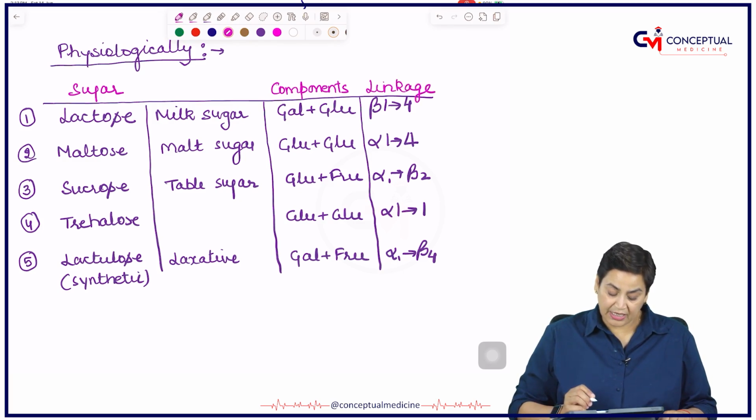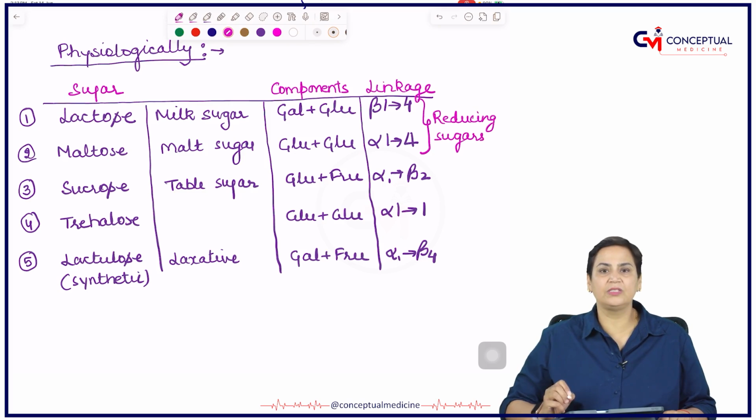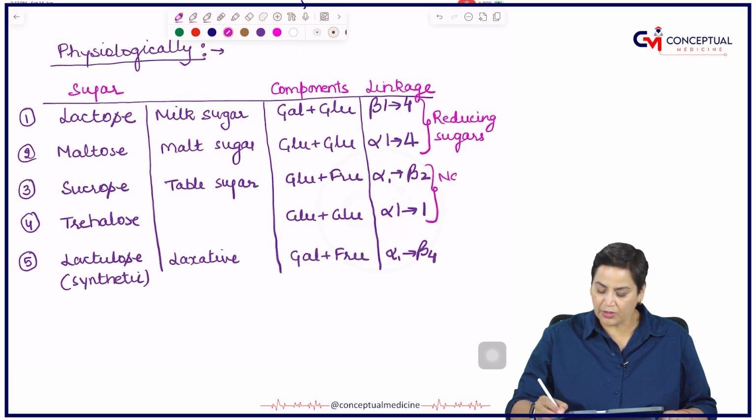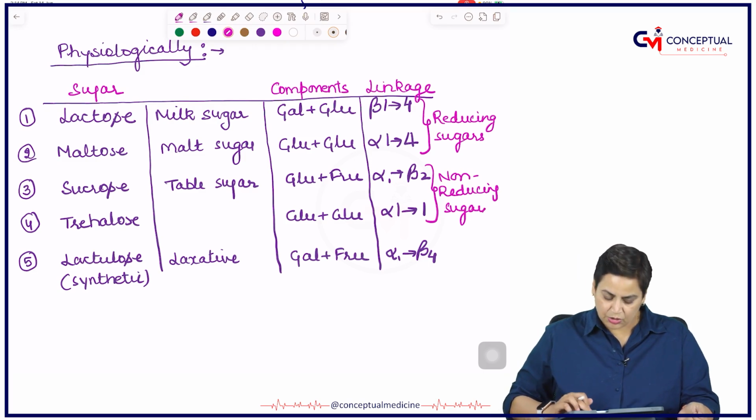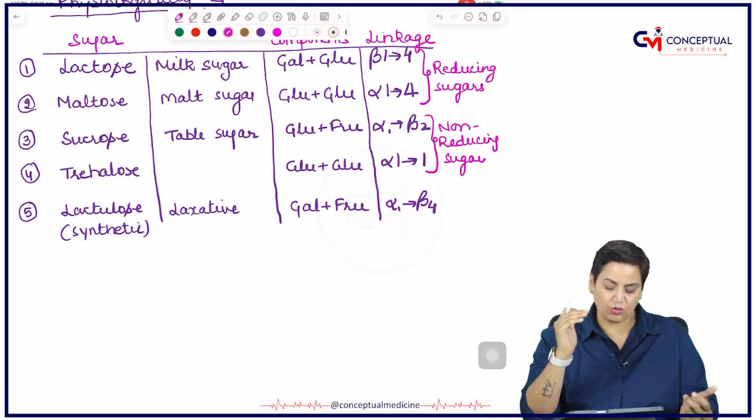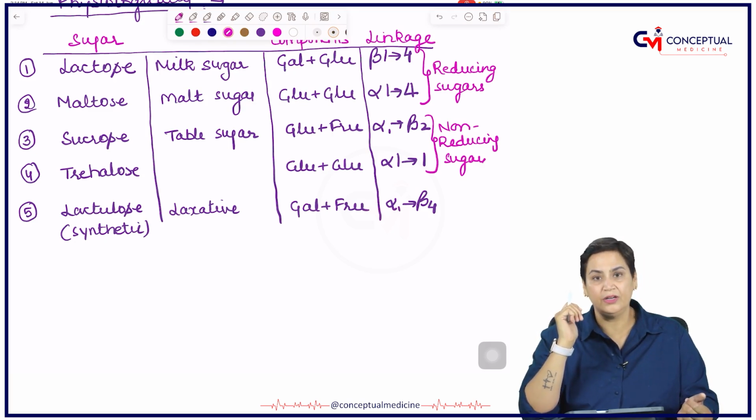Another important feature which you have to remember is that lactose and maltose are reducing sugars. If you want to know the detail about reducing sugars again, you can refer to the previous video, the first video on carbohydrate chemistry. Sucrose and trehalose are non-reducing sugars. And lactulose itself is a laxative which will not come under either reducing or non-reducing sugars. So always remember, lactose and maltose are reducing sugars, and trehalose and sucrose are non-reducing sugars.